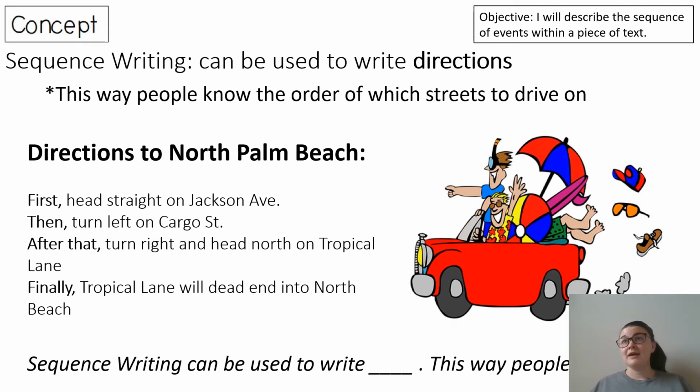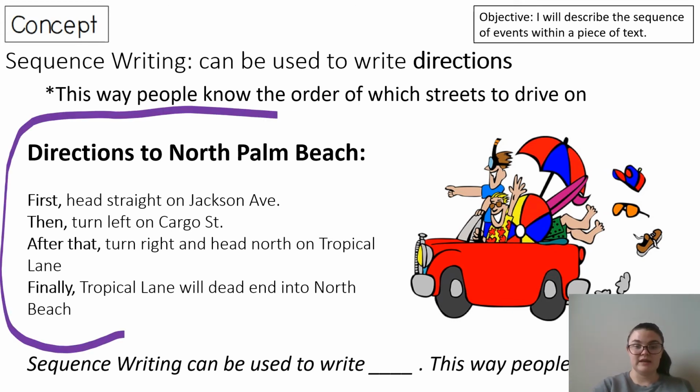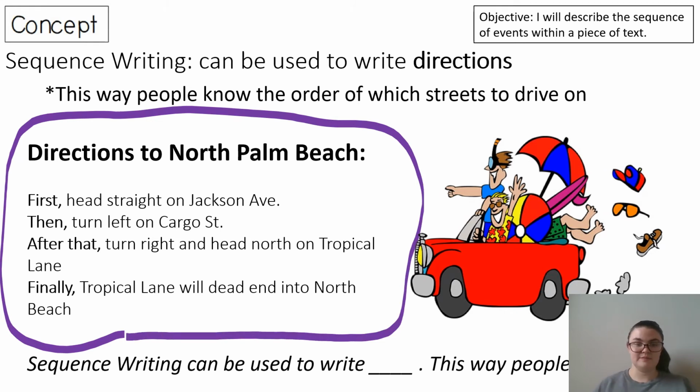If they read, oh man, take a left onto Main Street, but they weren't anywhere near Main Street, they would have no idea what to do. So we need to write all of our directions in order so that it makes sense. So here's an example of someone that's written directions.